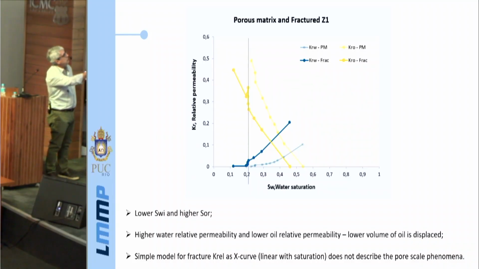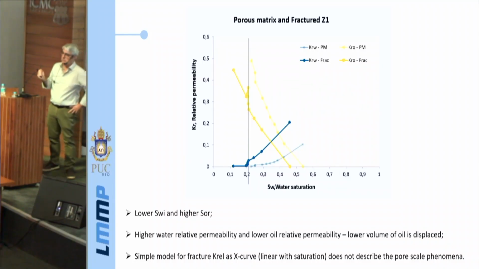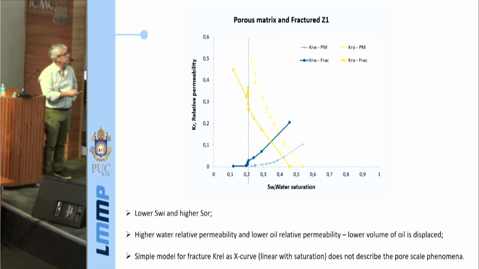So the pale curve is the relative permeability curve that we get from the porous matrix alone. So if there's no fracture, that's the relative permeability curve. There are two important variables in this curve, which are the minimum saturation of water where water starts to flow. So it's the point where the water relative permeability goes away from zero. This is called the irreducible water saturation. And another important one is the residual oil saturation. It's the point where the oil relative permeability reaches zero.